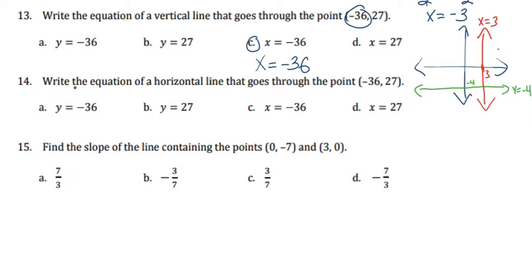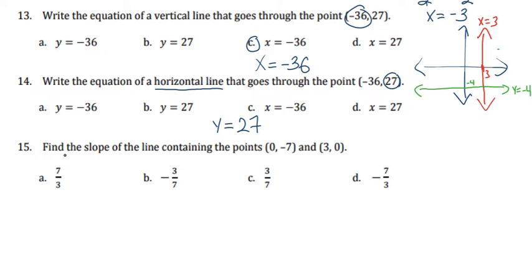For number 14, write an equation of a horizontal line that goes through the point negative 36, comma 27. Since now they're talking about a horizontal line, this passes through the y-axis and therefore is a y equals answer. And it's whatever the y value of that point is. So the answer is going to be y equals 27.